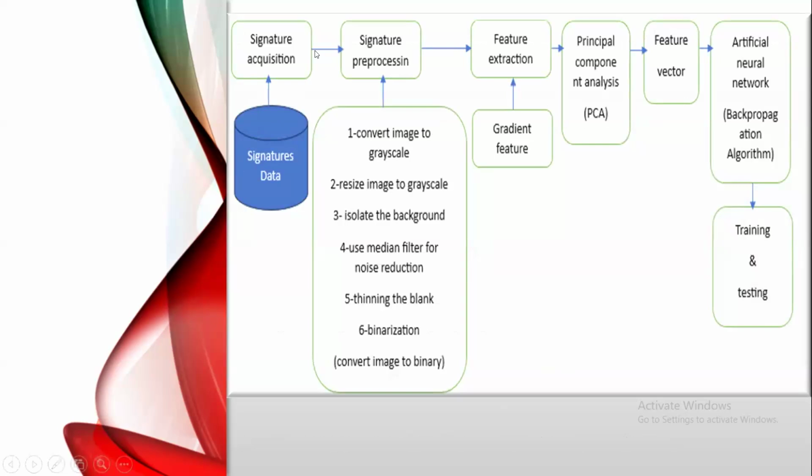This diagram explains the overall verification system. After signature acquisition, perform pre-processing in six steps: convert the image to grayscale, resize the image, isolate the background, use the median filter for noise reduction, thinning, and binarization to convert the image to binary. After that, feature extraction using a gradient feature. Then principal component analysis is performed. The output feature vector is passed to the artificial neural network.